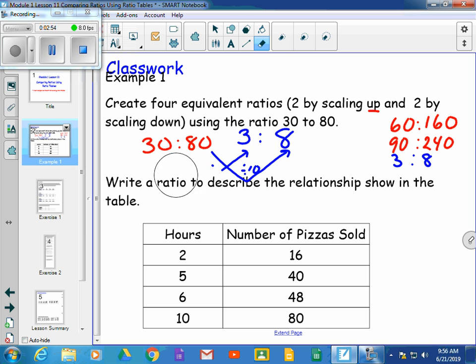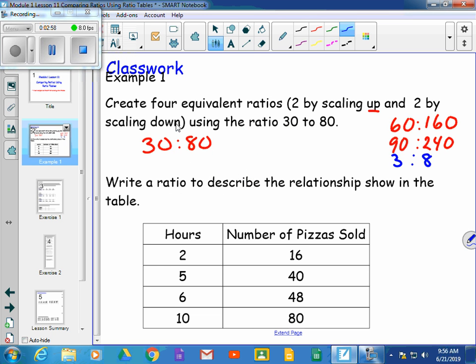Let's do one more here. Since they end in a 0, that means we can divide them both by 5 as well. 30 divided by 5 is 6, and 80 divided by 5 would be 16. So 6 to 16 is also an equivalent ratio.